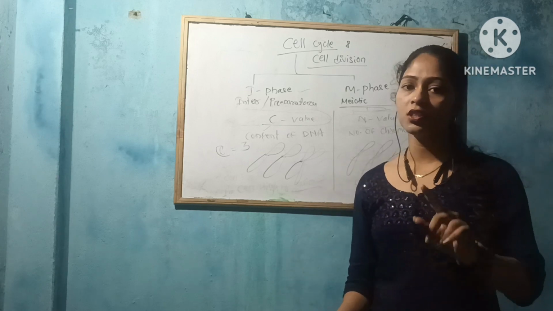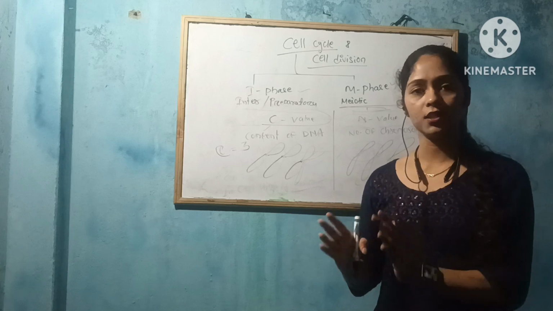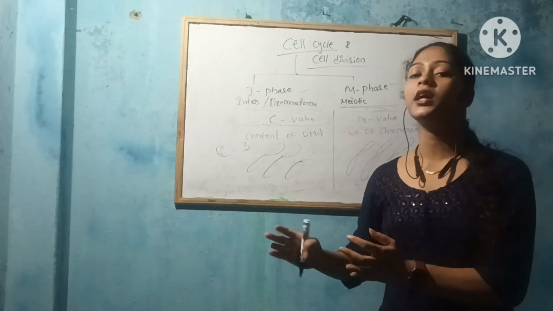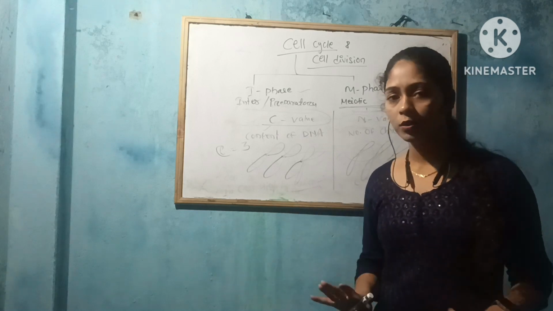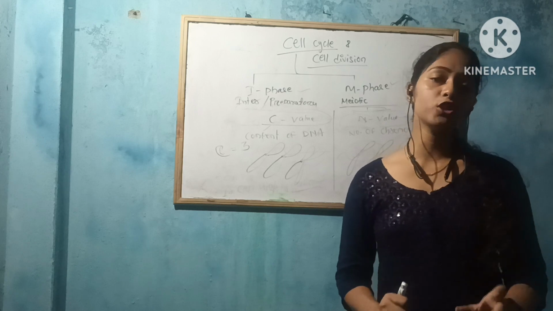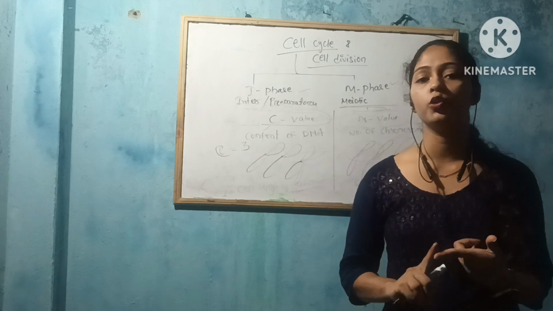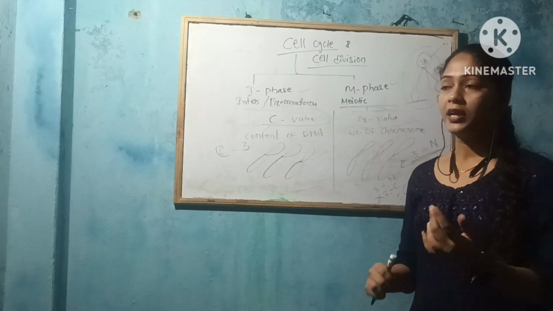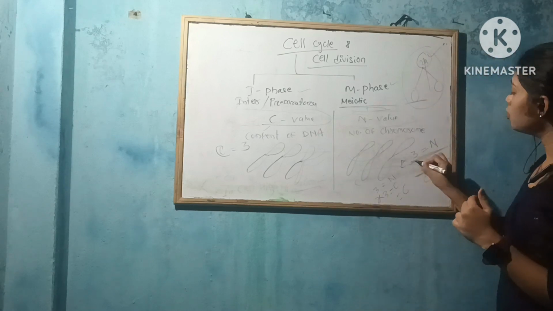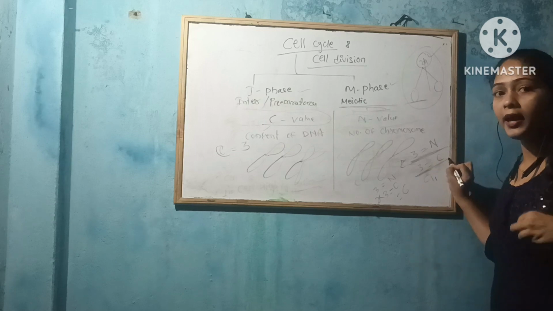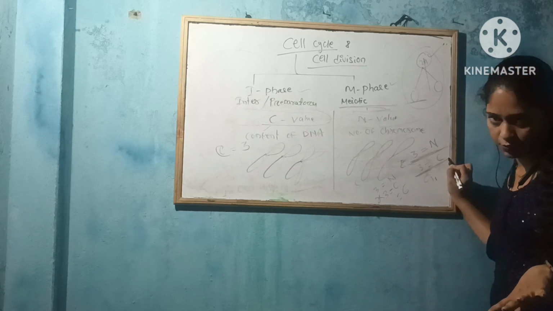This is a one-time process. In the interphase, in S phase, the content of DNA will be double, and after that it remains constant. Nothing is going to change. So the only thing you have to remember is that after the completion of S phase, the C value will be double. And if you ask a question, ma'am, what if a cell has N value 3 and C value also 3 during S phase or after completion of S phase?